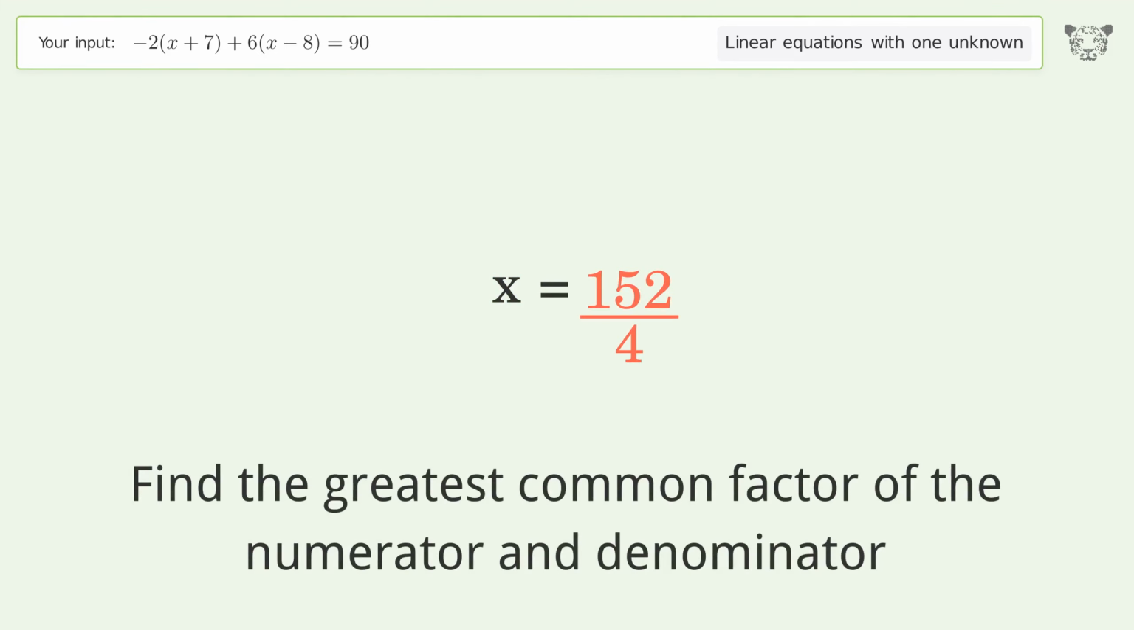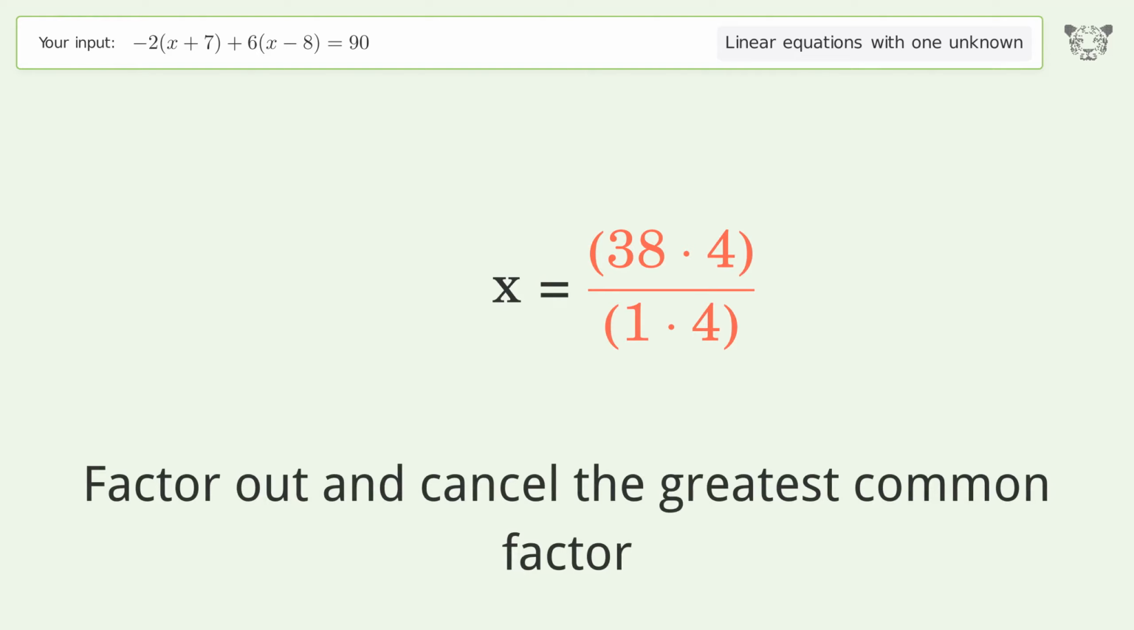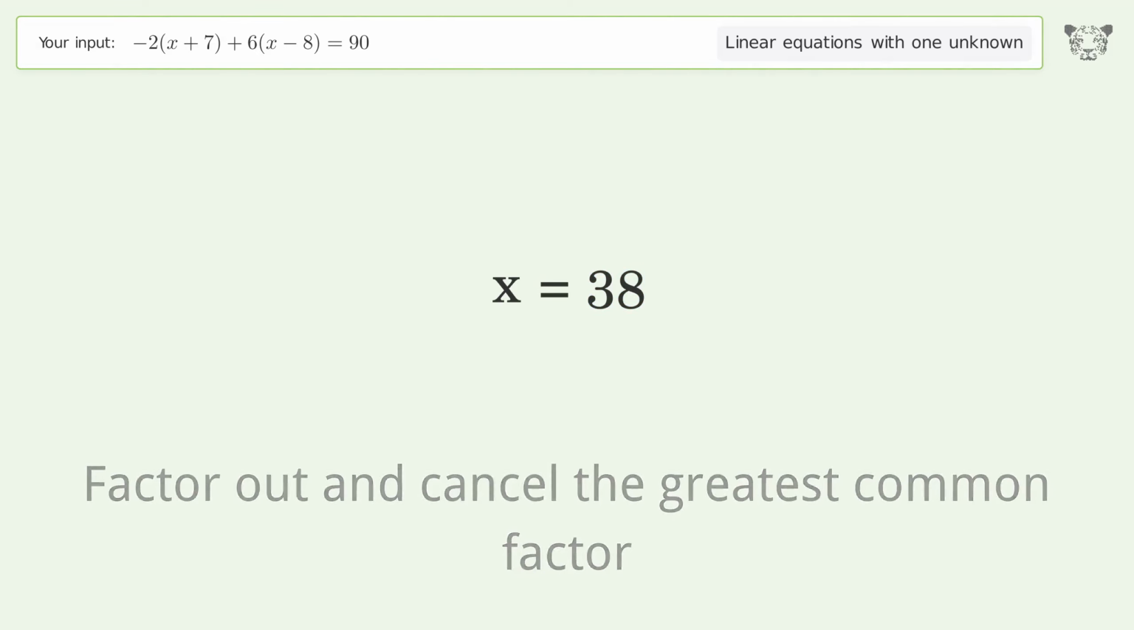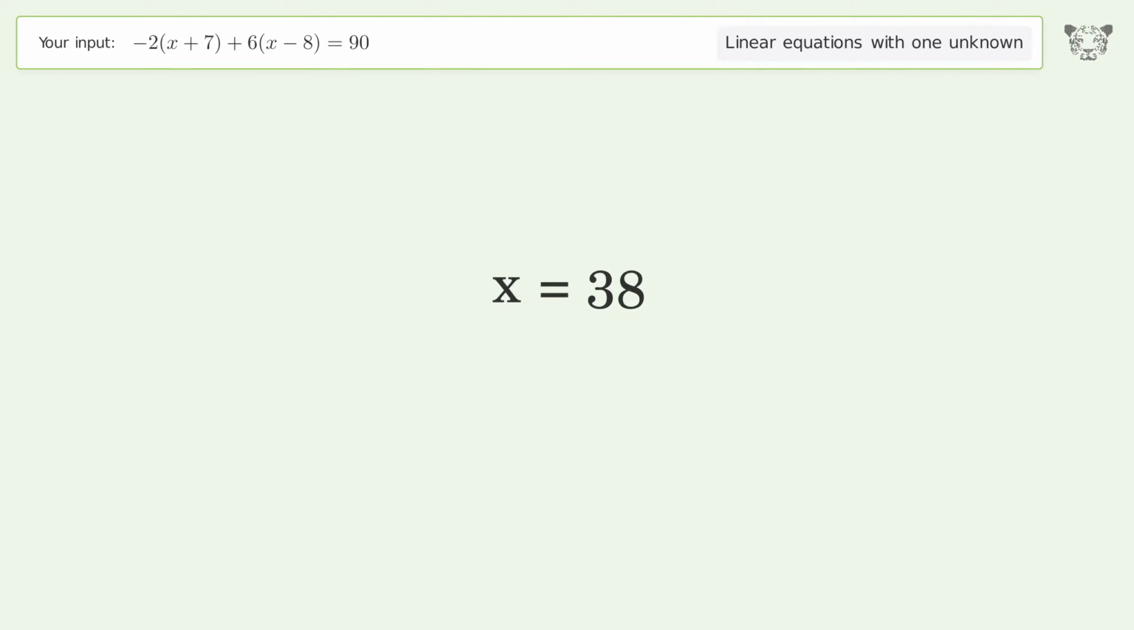Find the greatest common factor of the numerator and denominator. Factor out and cancel the greatest common factor. And so the final result is x equals 38.